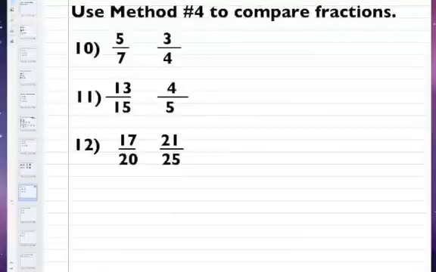I want you to use the common denominator method to compare the fractions for problems 10, 11, and 12. Use greater than, less than, or equal sign, and press play when you're ready to check your work.